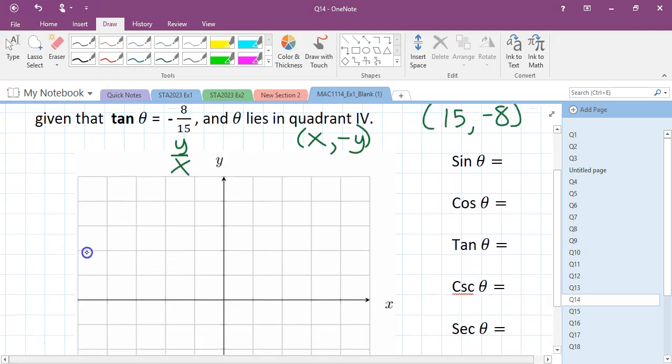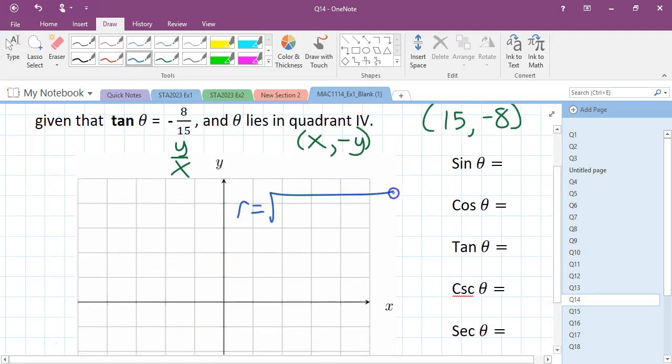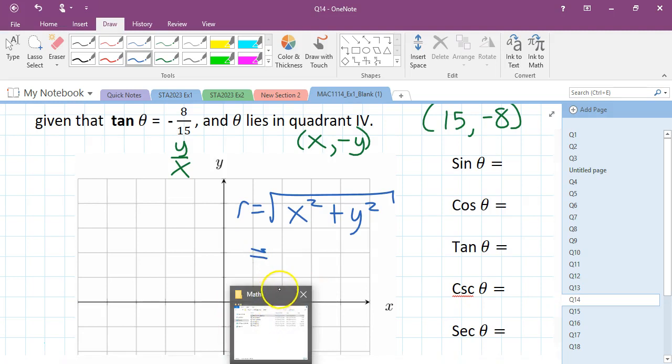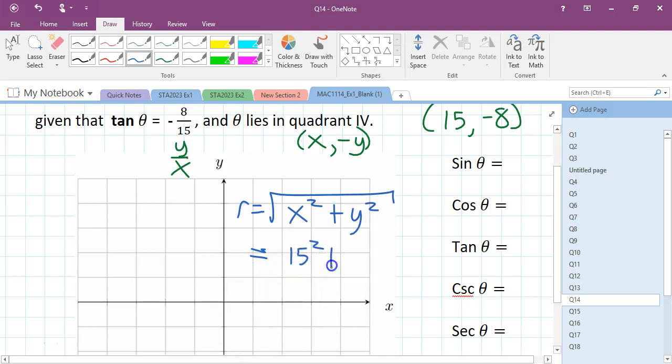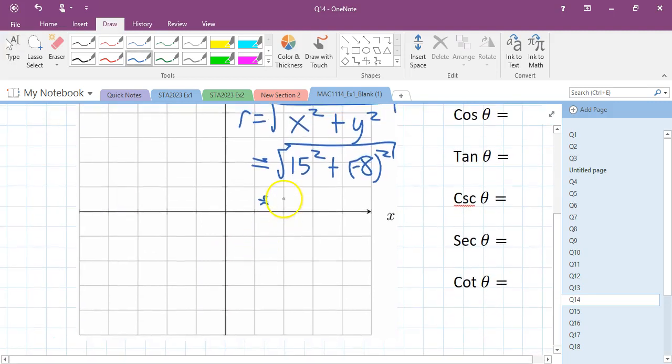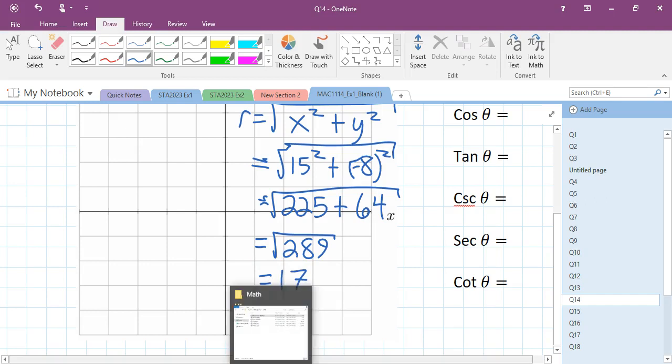So again, now that we know the point, we can figure out the radius real quick. Square root of x squared plus y squared. So we've got 15 squared plus -8 squared. So 15 squared gives us 225 plus -8 squared, 64. Square root of 289, which is a nice number of 17. You got it. If it didn't come out nice, you would work with the radical as is.